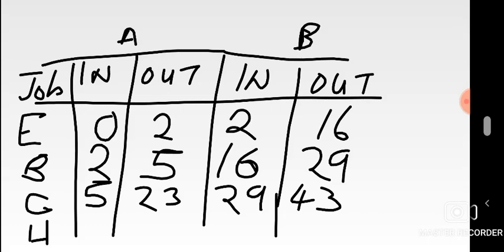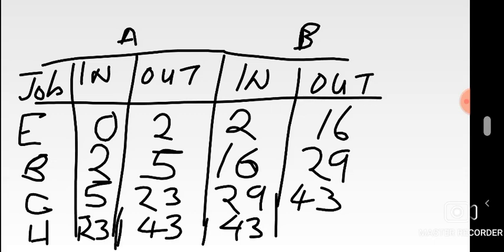Job H spending how many minutes? 20 in A. So first of all, it enters at 23 because machine A was free at 23. Once it was free at 23, the job will spend 20 minutes here. It comes out at 43. Machine B is free at 43, and this one has come out at 43. Therefore, they're actually free at the same time, so it will enter at 43, since they've just matched. Just so happened. Then it's spending 11 minutes here. Therefore, it comes out at 54.